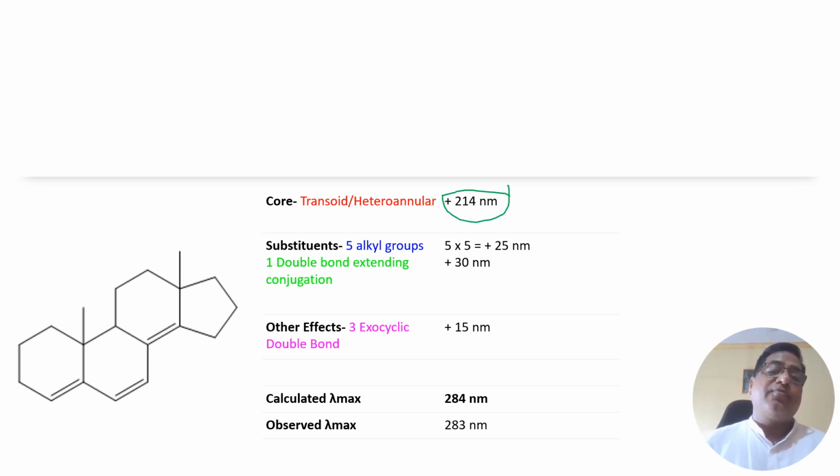Now you can go for the alkyl substituent. I will just label the alkyl substituents here. Here is 1, here is 2, here is 3, here is 4, and here is 5. So there are 5 alkyl substituents. So 5 into 5, there is 25. Okay, and then if I consider the diene system, suppose this is my diene, and there is one more extra double bond in conjugation, and this double bond I can consider as the extended conjugation, and this is the extended conjugation.